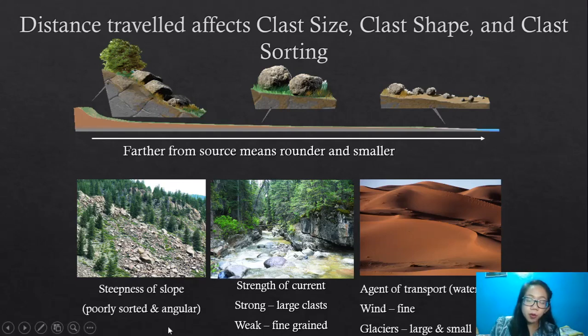Okay, so the steepness of the slope could also trigger the further breakage of rocks, thus resulting in poorly sorted and angular clast sizes. Then you also have the influence of water currents on the sizes of your clasts. Strong currents can bring large rocks, so you will have large clast sizes. For weak water, weak rivers for example, you will have fine-grained rocks because they could only bring small particles. Other agents of transportation are ice and wind. Wind could only bring so much, so it only brings fine clast sizes, leading to the formation of fine-grained sedimentary rocks. Glaciers, however, since they're so big, could bring large and small clast sizes.